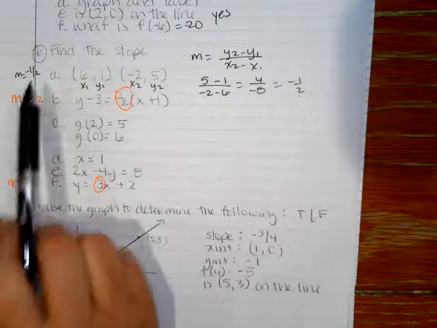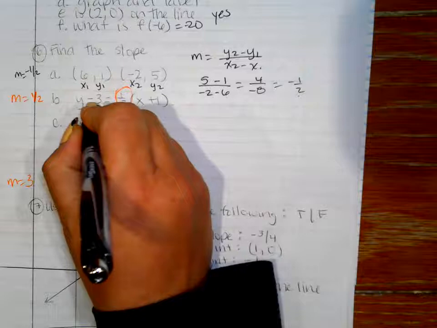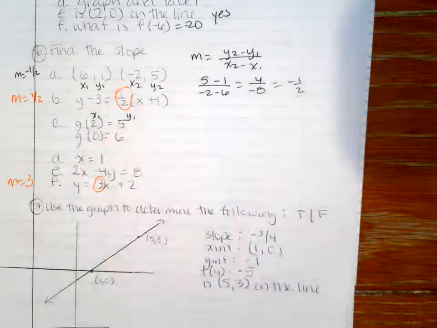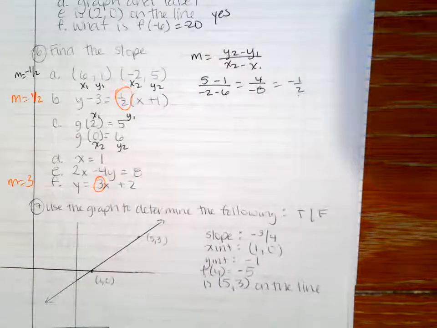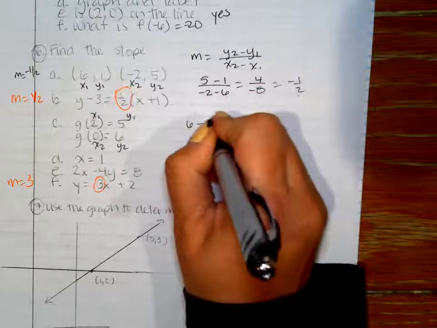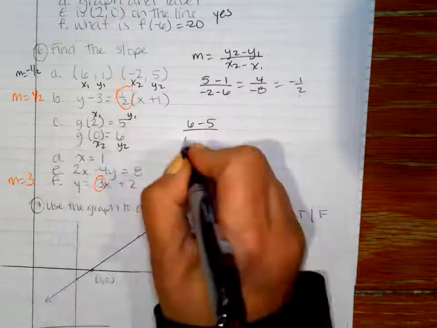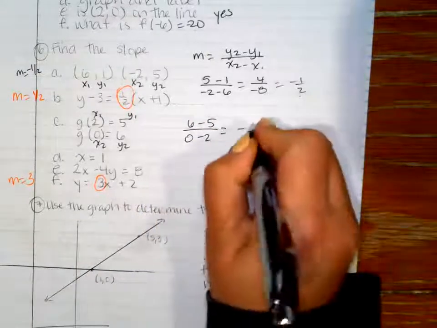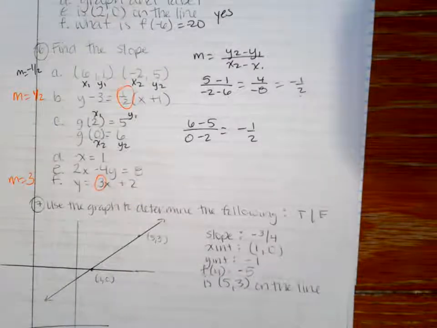Okay. This guy right here, it's in function notation. It looks super scary. It's not. This is just your x and your y in a fancy way. There is your x1 and your y1, your x2, and your y2. So again, plug and chug. 6 minus 5, y2 minus y1, all over 0 minus 2 gets me negative 1 over 2. Hey, look at that. They came out the same. I didn't even mean for that to happen.